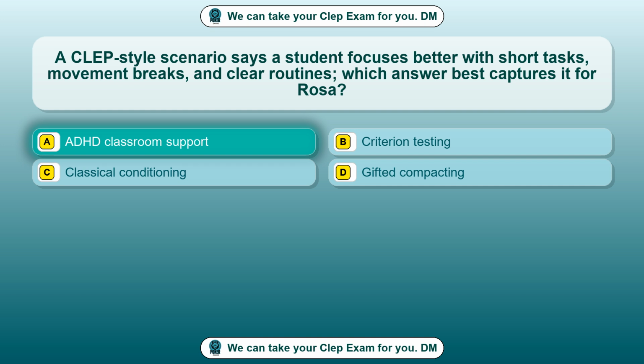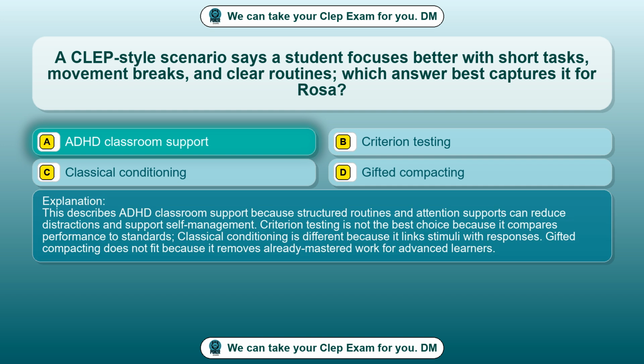ADHD classroom support. This describes ADHD classroom support because structured routines and attention supports can reduce distractions and support self-management. Criterion testing is not the best choice because it compares performance to standards. Classical conditioning is different because it links stimuli with responses. Gifted compacting does not fit because it removes already mastered work for advanced learners.